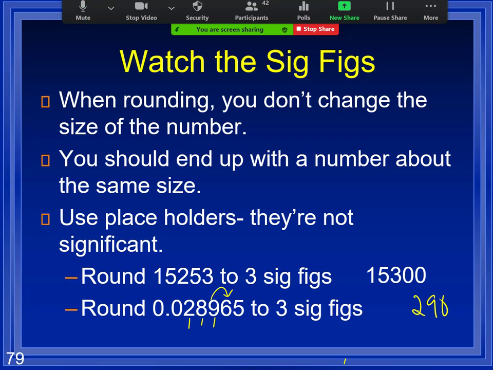But 290 is not the same size as the number we started off with. All the digits are way after the decimal point, so I need to keep those in equal place, so I need to include that placeholder and that decimal point. So 0.0290. And that's 3 sig figs, because the 0 in front doesn't count, but the 0 at the end does.